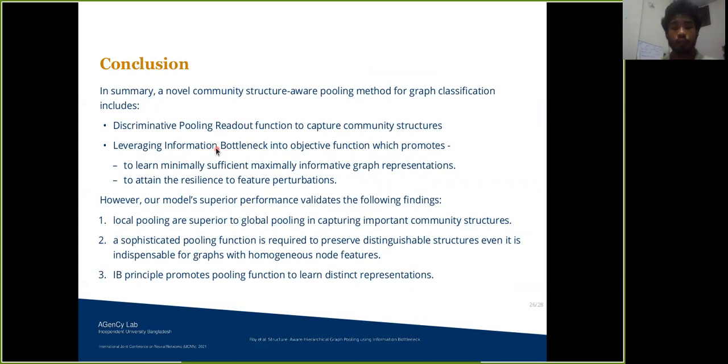The model's superior performance validates the following findings. Number one, local pooling is superior to global pooling in capturing important community structure. Second, a sophisticated pooling function is required to preserve distinguishable structure, and it is very important for graphs with homogeneous node features. And last one, the IB principle promotes the pooling function to learn distinct representations.